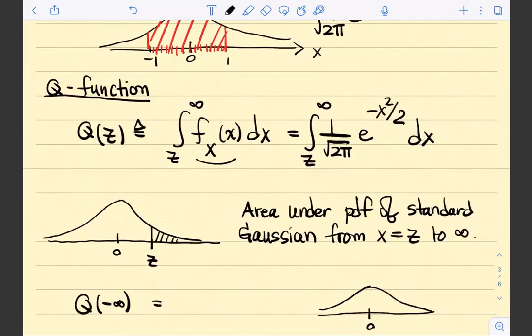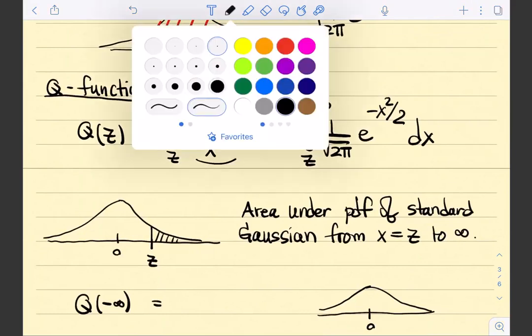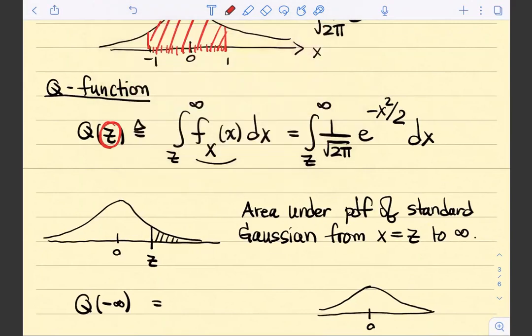The integral from z, right? So what is z? Remember, z is the input, and we integrate the Gaussian PDF from z to infinity. You integrate with respect to x. Remember, the Gaussian PDF looks like this. Once you integrate, you plug in z, you plug in infinity, and you're going to get some number, and that's going to be the Q function. Everyone got this?